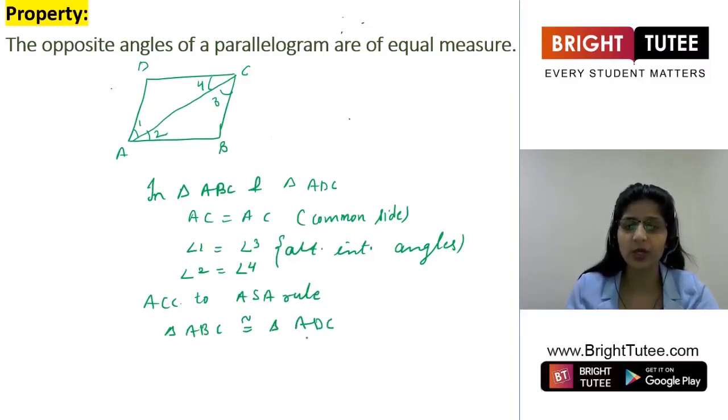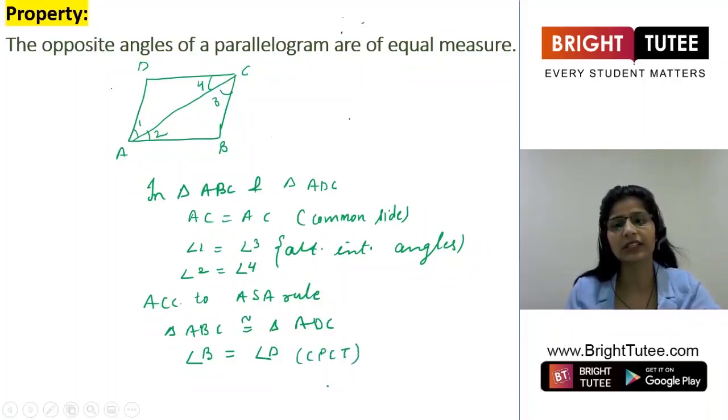Because these two are equal, their corresponding parts are going to be equal. So we can say that angle B will be equal to angle D. That means the opposite angles are equal. Similarly, if we join B to C, we will get that angle A is equal to angle C. You can just prove in the similar way. We can join B to D and we'll get angle A and C as also equal. So what result have we reached? The conclusion is that the opposite angles in the parallelogram are of equal measure.